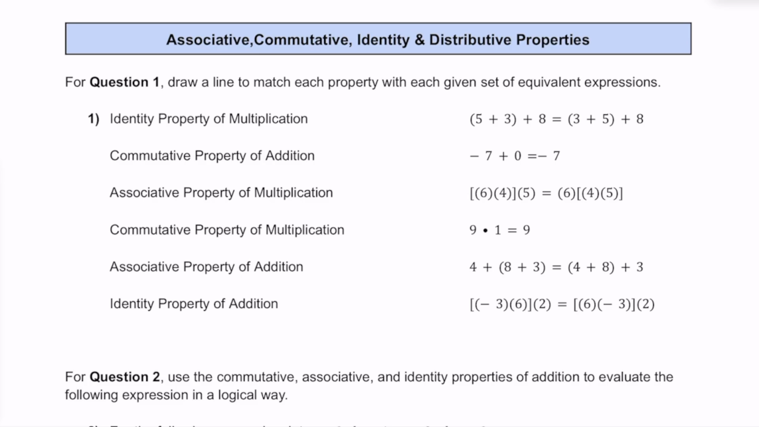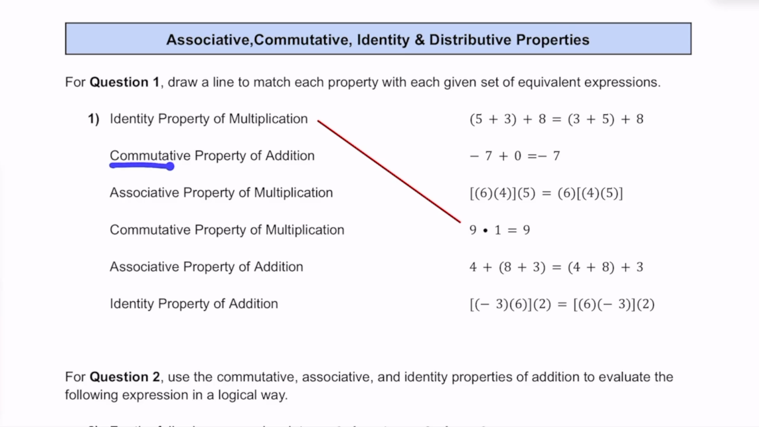So we have the identity property of multiplication first. If it says multiplication, let's look for anything with multiplication in it. Also, identity means it's got to stay the same. So where are we multiplying something where it stays exactly the same? I think we're going to go with this one right here. 9 times 1 is going to be 9.